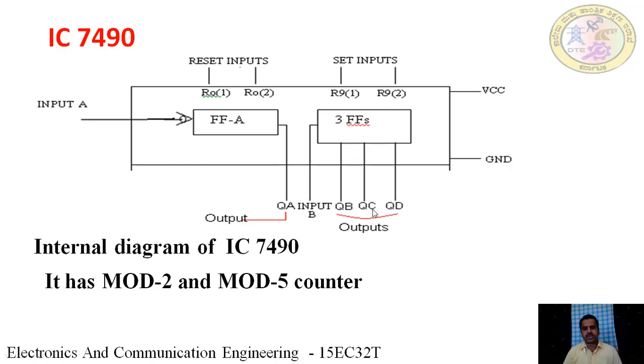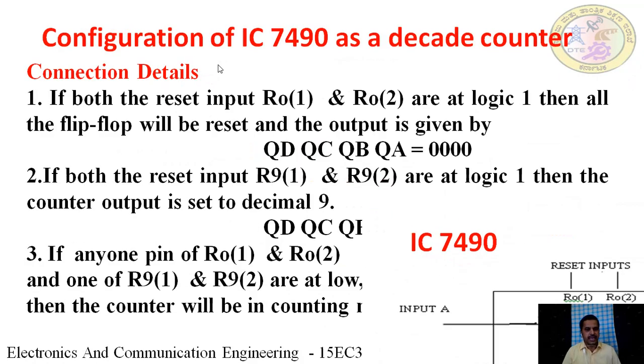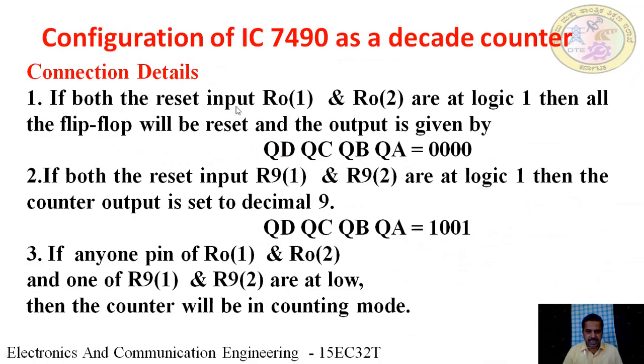Here QA, QB, QC, QD are the outputs. And what is the function of these pins? Inputs and outputs. If both the reset inputs R01 and R02 are logic 1, then all the flip flops will be reset and the output will become 0, 0, 0, 0. If both the set inputs R91 and R92 are at logic 1, then the counter output is set to binary 1001, which means decimal 9.